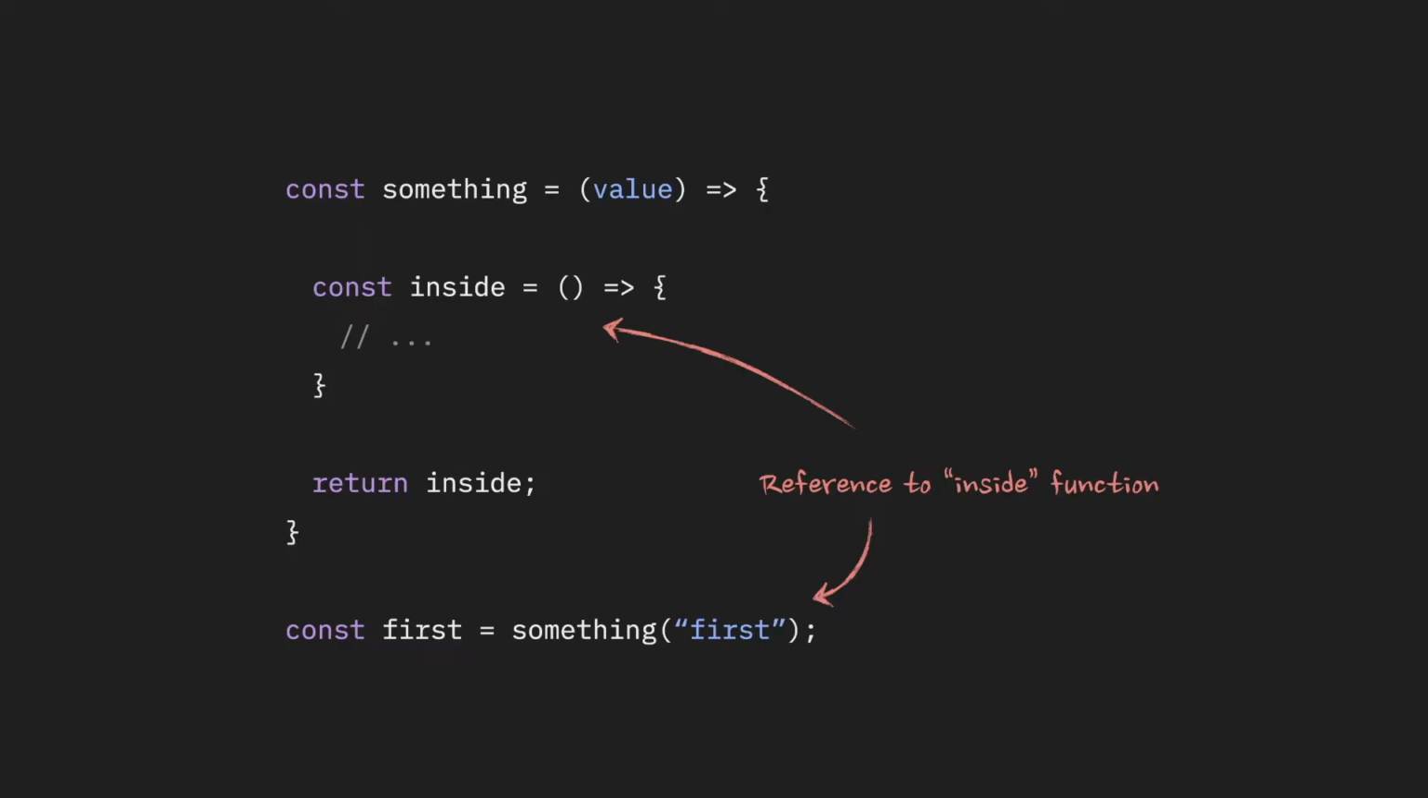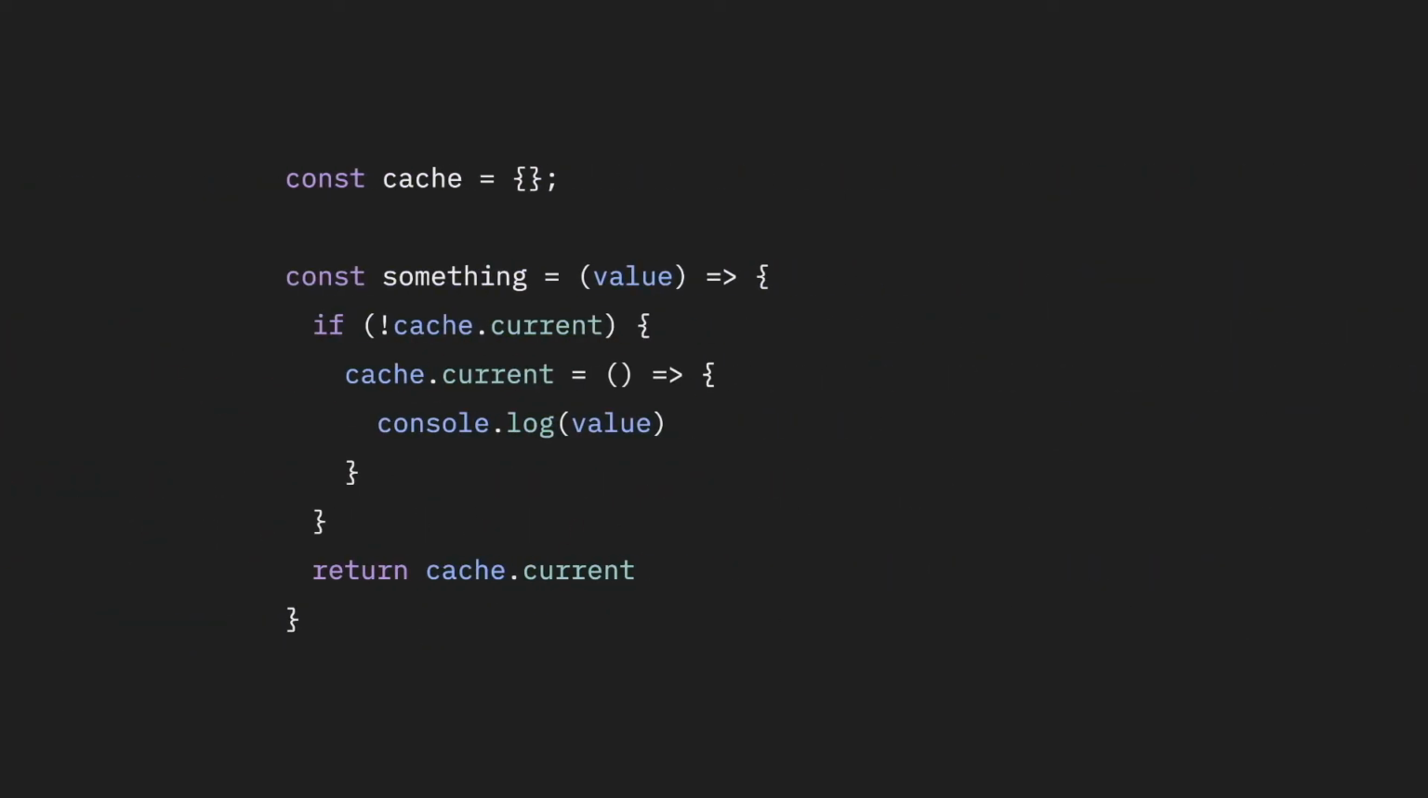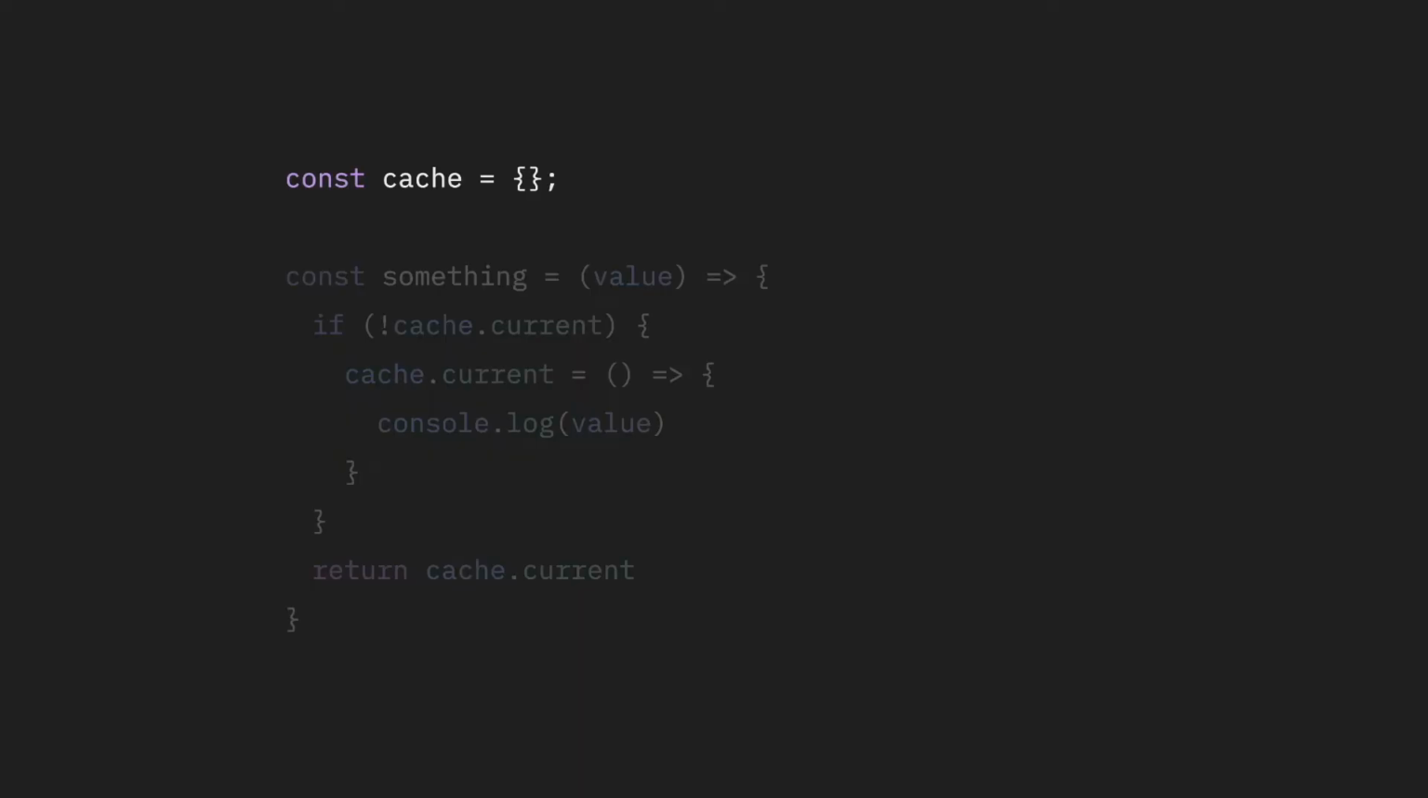For example, what will happen if I cache that inside function that is recreated on every parent function call and assign it to a variable? On the surface, the code seems harmless. We just created an external variable named cache and assigned our inside function to the cache.current property when the parent function is called for the first time. Now, instead of this inside function being recreated every time we call the outside function, we just return the already saved value.